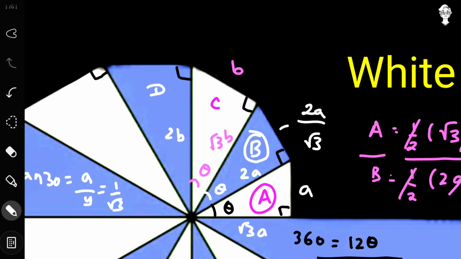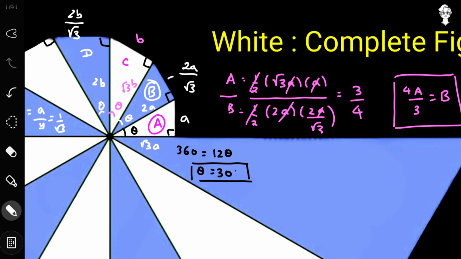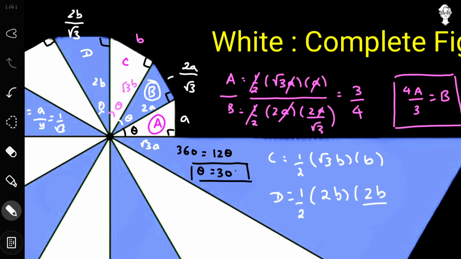Now in this blue triangle, this angle is theta, theta is again 30 degrees. The base is 2 times B. So again by taking the ratio of tan 30, the height of this blue triangle is going to be equal to 2 times B upon root 3. Now what we can observe is that the steps that we followed to find the value of B in terms of A, the same steps we will follow to find D in terms of C. C has an area equal to half, the base that is root 3 times B, and the height that is B. Now D has an area that is half, the base that is 2 times B, and the height that is 2 times B upon root 3.